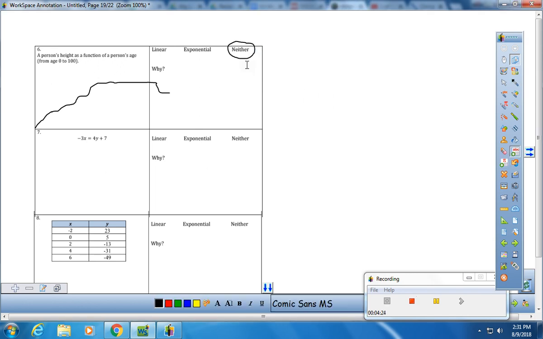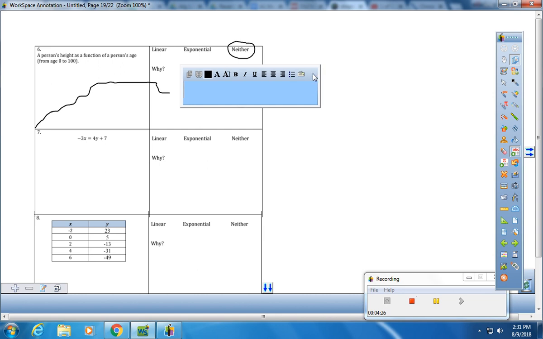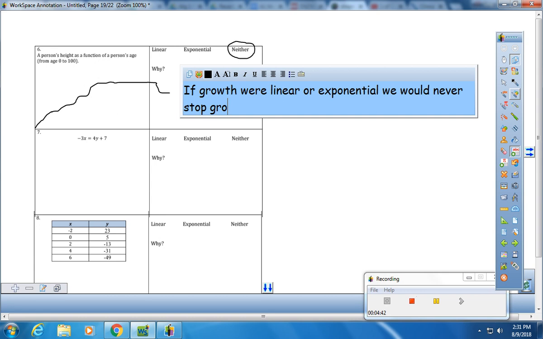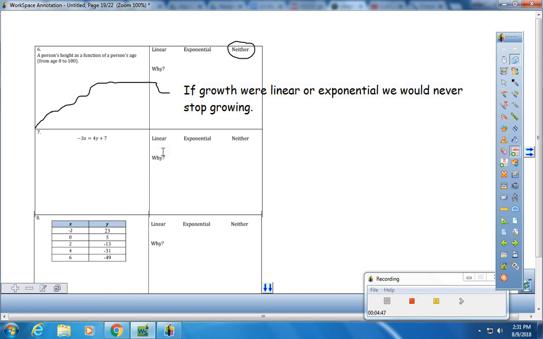Neither. And my reason would be, if growth were linear or exponential, we would never stop growing. Makes sense, I hope.